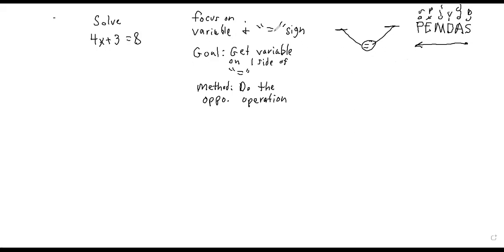Okay. So let's go ahead and apply this and try to hit our goal here. We want to get the variable on one side by itself. That's what it means to solve, right? And the method we're going to use is to do the opposite operation on whatever is happening to our variable.